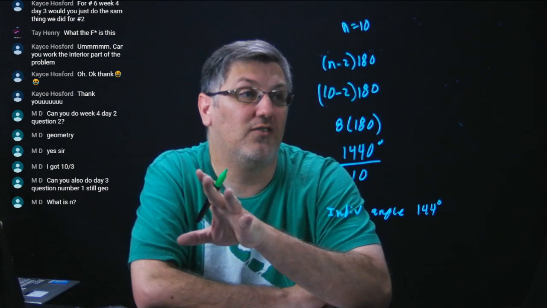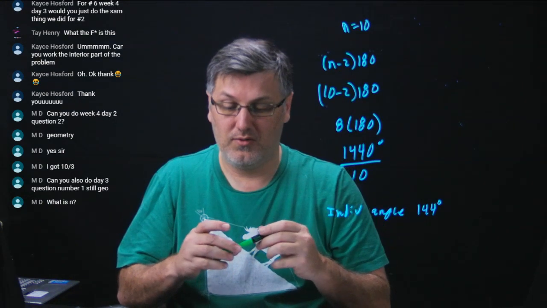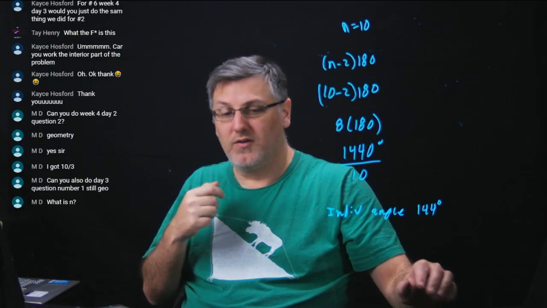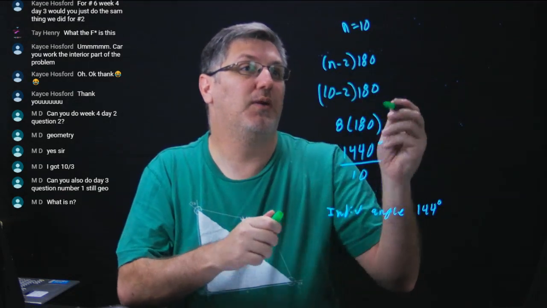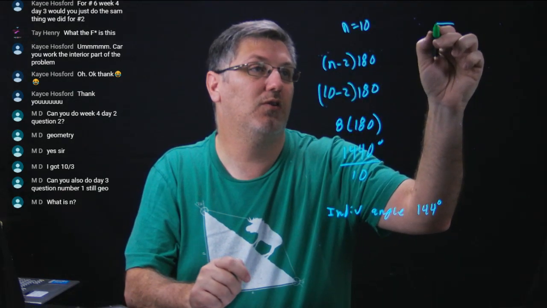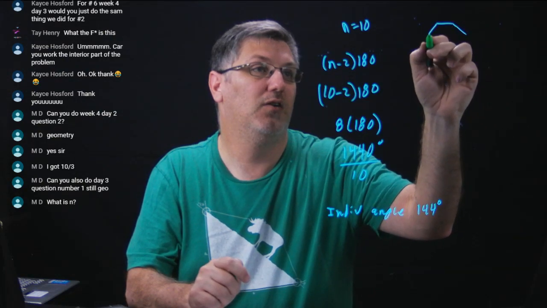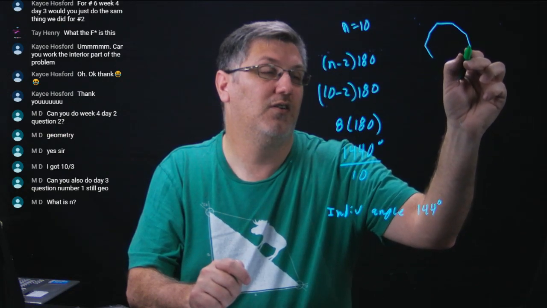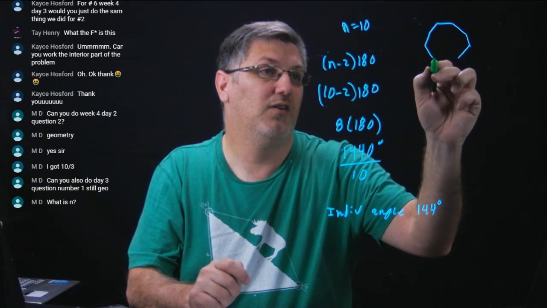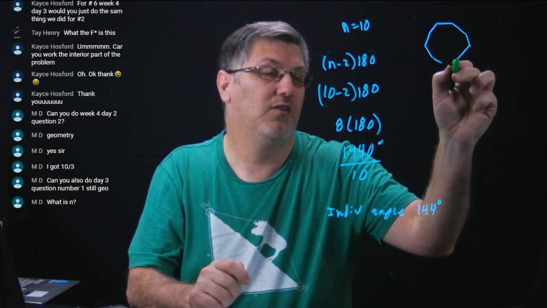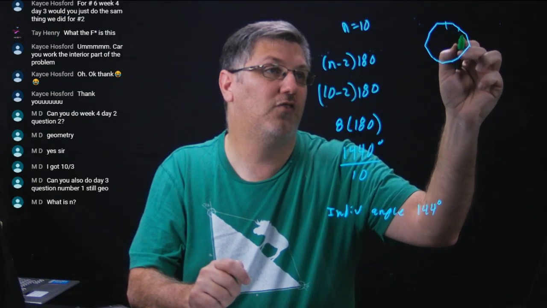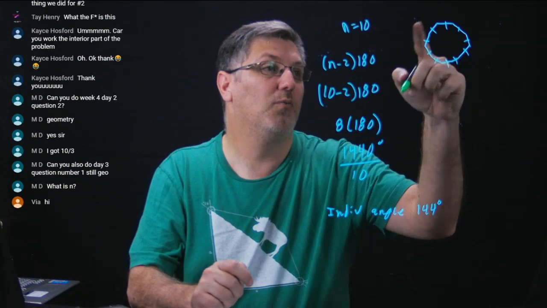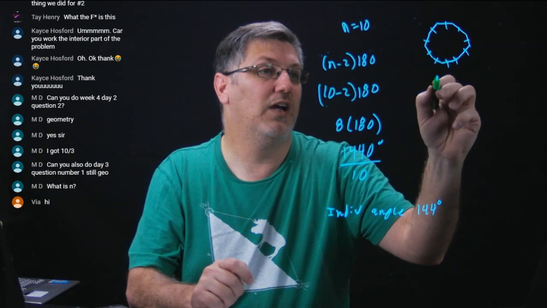N is the number of sides. Let me just pop up a decagon. So n is the number of sides because I counted when I did this. 1, 2, 3, 4, 5, 6, 7, 8, 9, 10. So because there's 10 sides, we get n equals 10.